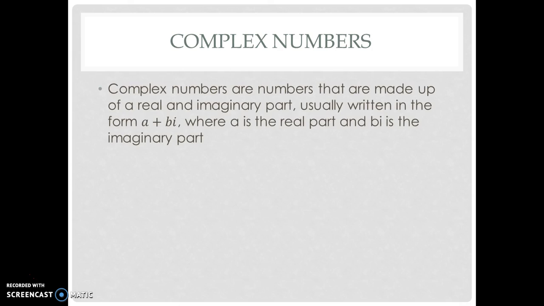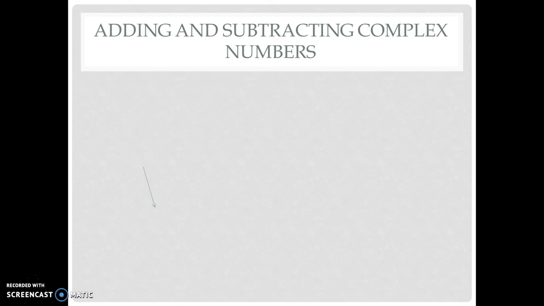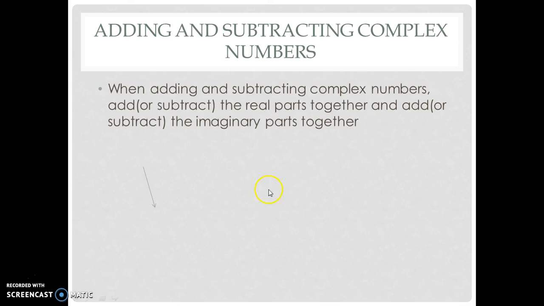So, complex numbers. Complex numbers are numbers that are made up of a real and imaginary part, and they're usually written in the form a plus bi, where a is the real part and bi is the imaginary part. So, we can add, subtract, and multiply with complex numbers. When adding and subtracting complex numbers, add or subtract, depending on what the problem says, the real number part, and then add or subtract the imaginary number part.